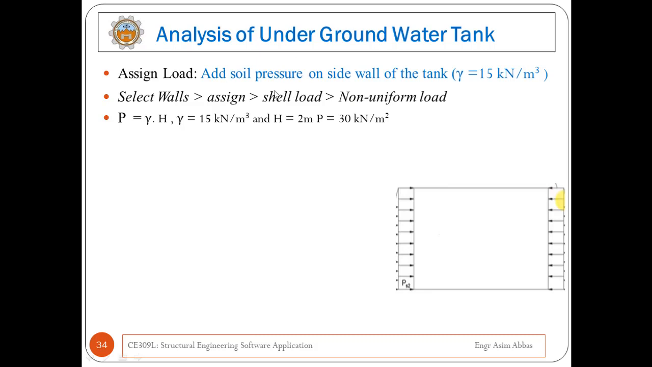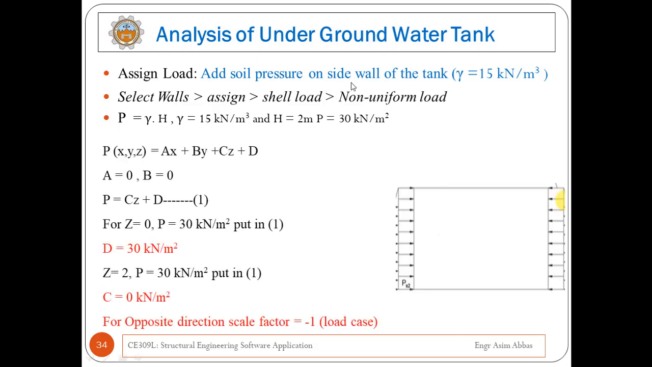Okay, in the case of an underground water tank, all the steps remain the same except for the soil pressure, which will also act on the side wall of the water tank. But the direction of the soil pressure will be opposite to the water pressure. We will apply the soil pressure as a non-uniform load, as I discussed for water pressure. We will follow the same procedure.